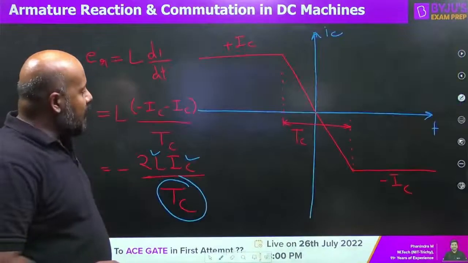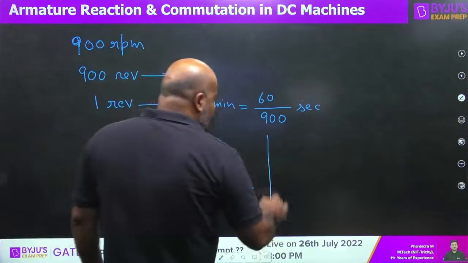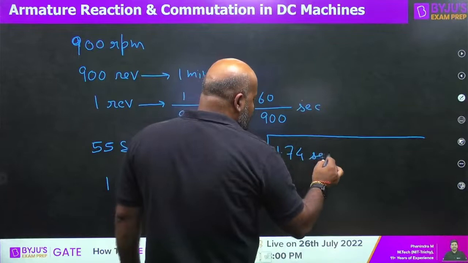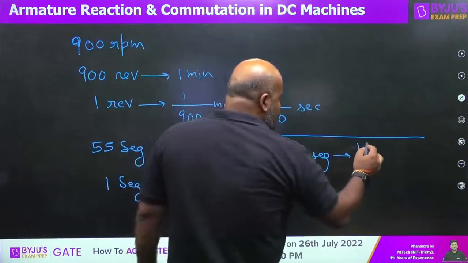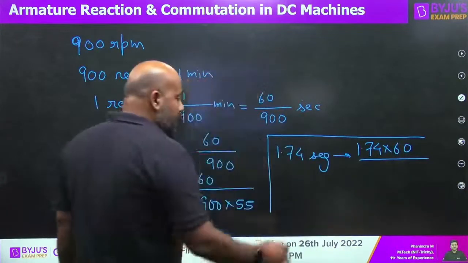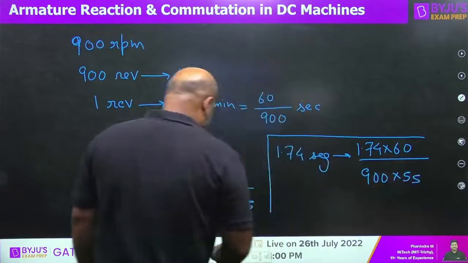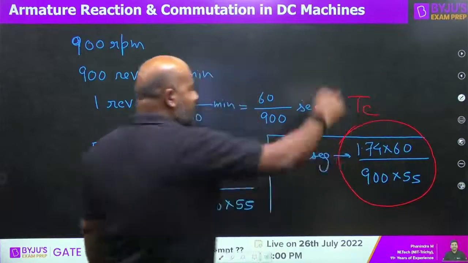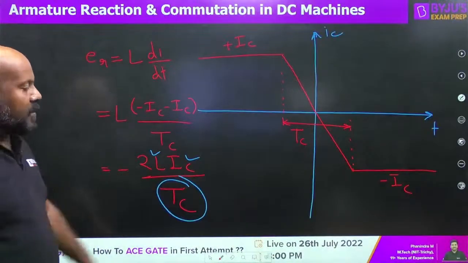So if you know the time for crossing one commutator segment, can you tell me the time for crossing 1.74 commutator segments? Yes, just multiply this by 1.74. So it will become 1.74 multiplied by 60, divided by 900 multiplied by 55. Just solve this. This is your commutation period, put it here and you will get your answer.